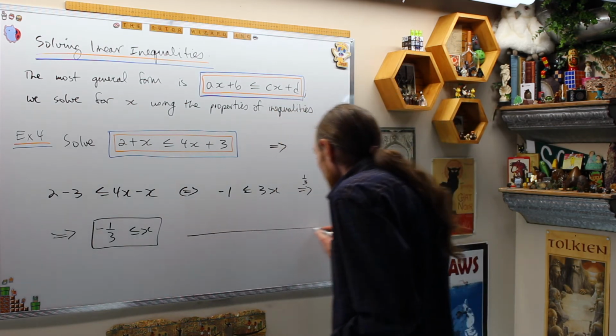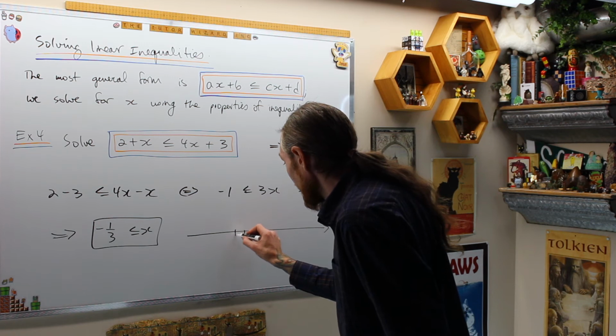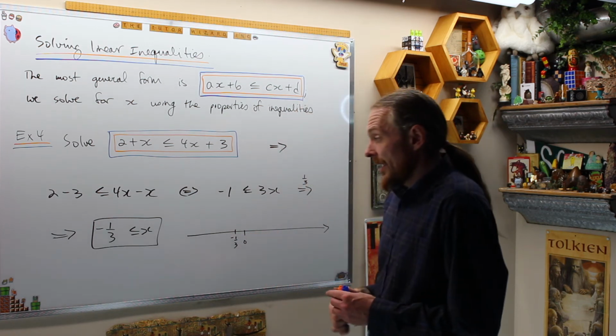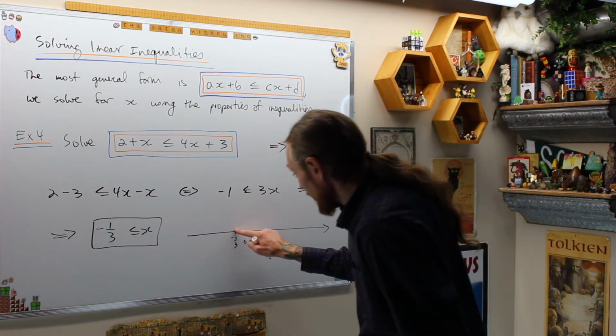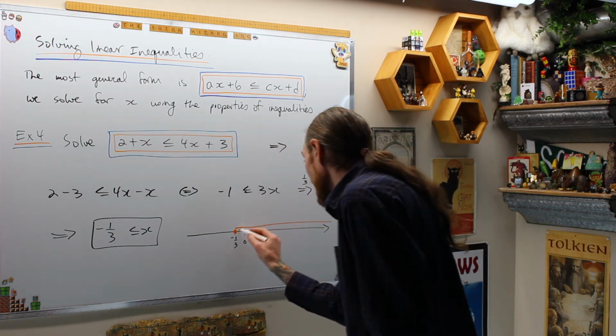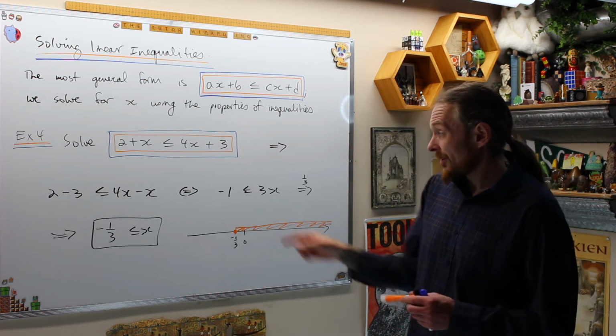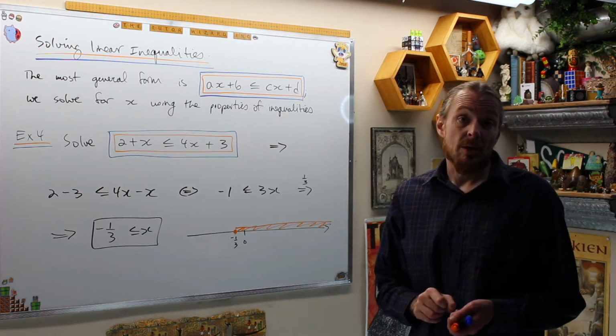What is that on the real number line? Now we have 0 and negative 1/3. And we are greater than or equal to negative 1/3, so we're allowed to equal that. And we are this interval. This is all real numbers that satisfy this original inequality.